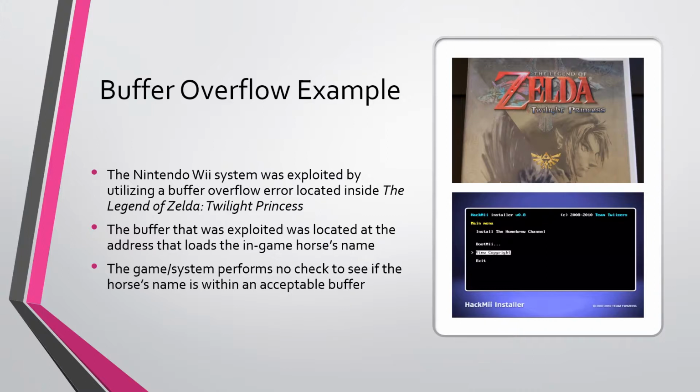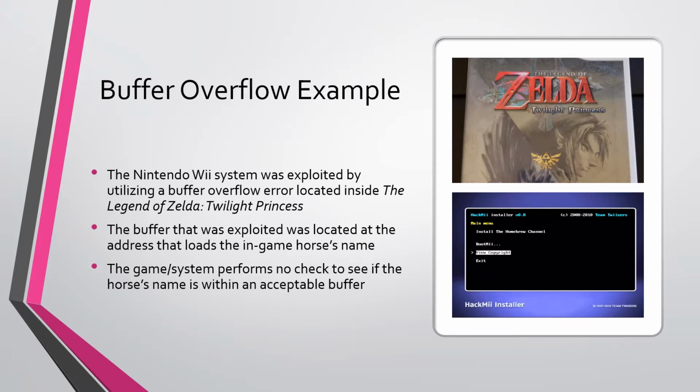An example that can be utilized to highlight the amount of damage this exploit can cause can be seen in the popular video game system, the Nintendo Wii. An exploit was found that utilized an unchecked buffer inside The Legend of Zelda: Twilight Princess. The buffer that was exploited was linked to the in-game horse's name, so Team Tweezers developed a piece of software that could be specifically modified into a Twilight Princess save file. Upon booting the game and loading the modified save, the program would be dumped into the Wii's memory and it would be executed. This specific program would look for the Hack Me installer located on the root of the SD card and initiate that program.